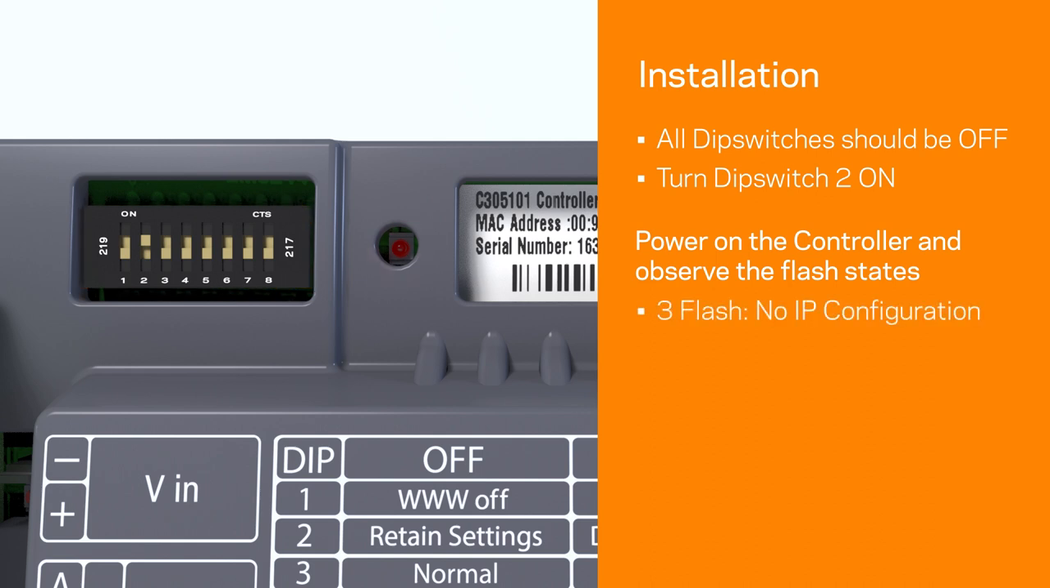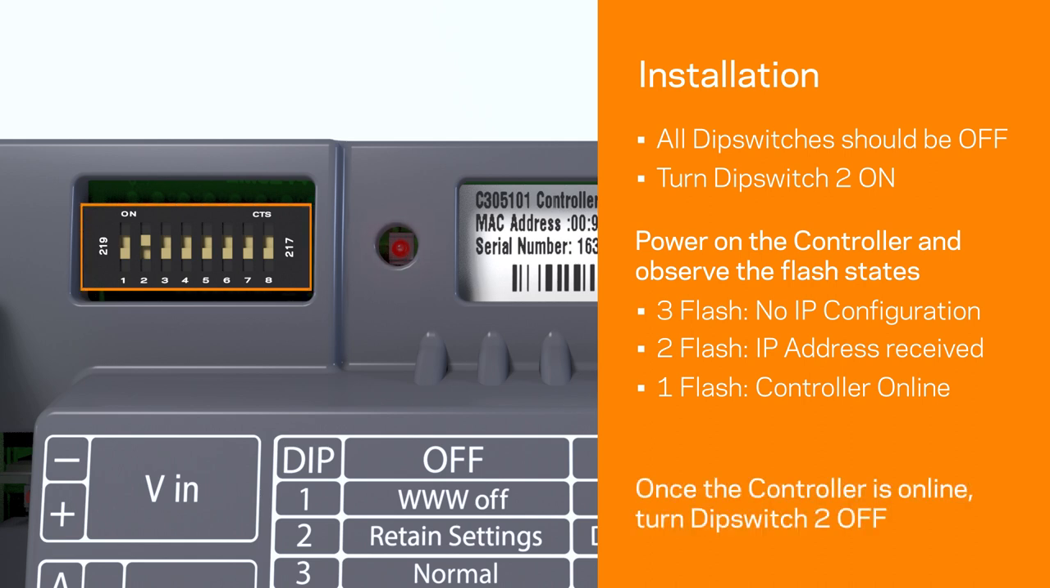3 flash indicates no IP configuration. 2 flash indicates IP address received. And 1 flash indicates the controller is online. Once the controller is online, turn DIP switch 2 to off.